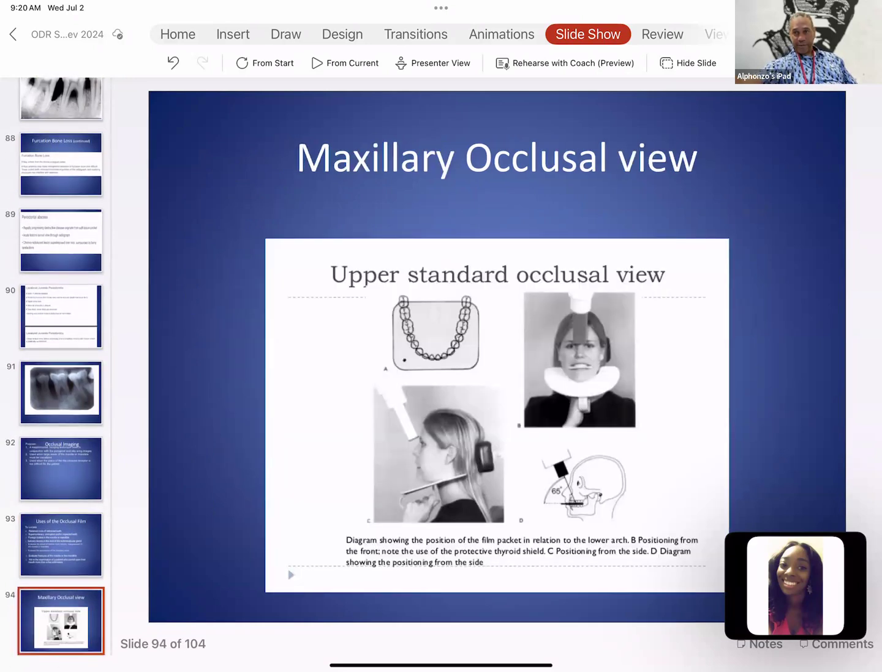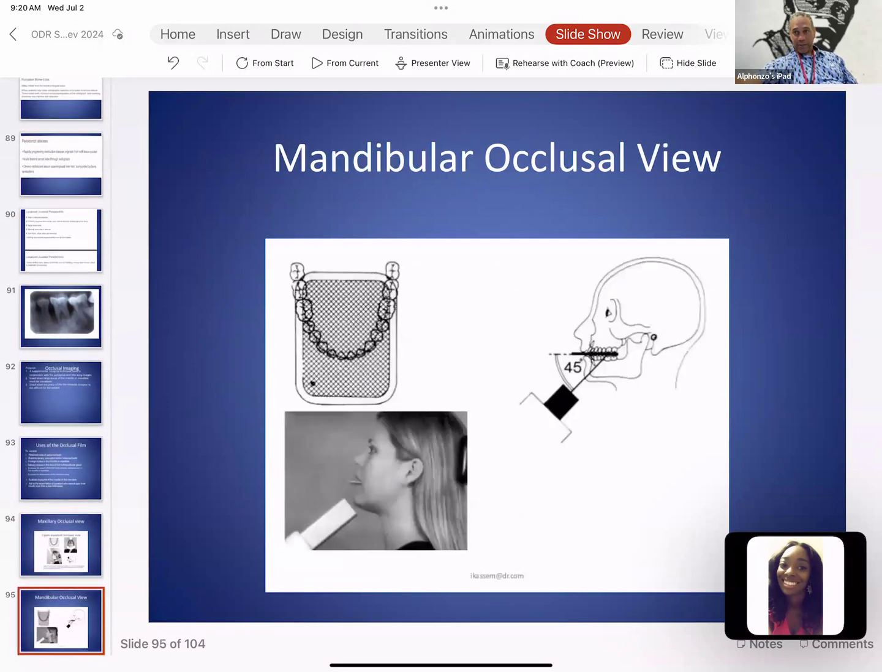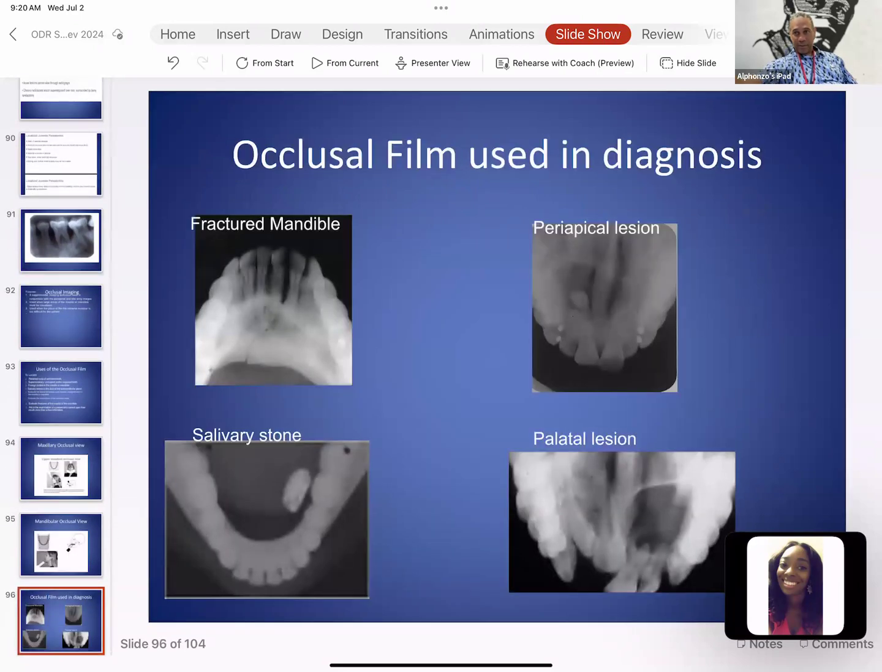Here's a shot of getting into the maxillary, and then a shot of the mandible. Here's some imaging showing some issues and why we need it. You can see the salivary stone. You can see the palatal lesion and how it approximates the center of the maxilla there. It's really a good imaging device.